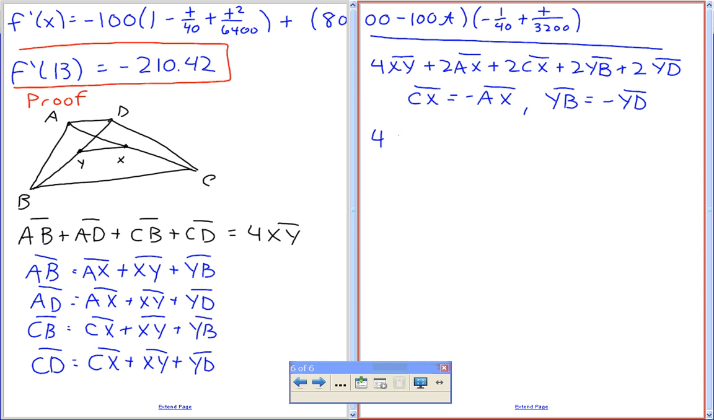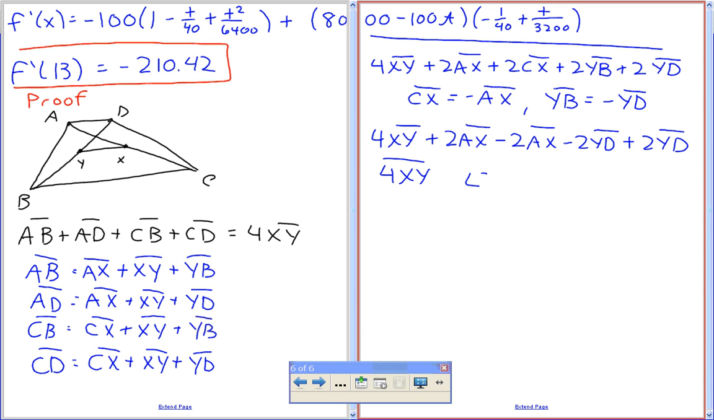So you get 4xy plus 2ax minus 2ax minus 2yd plus 2yd. So look at that, lickety split. You have 4xy. Left side equals right side, QED. And I am Batman if you're in Mr. Lacey's class.